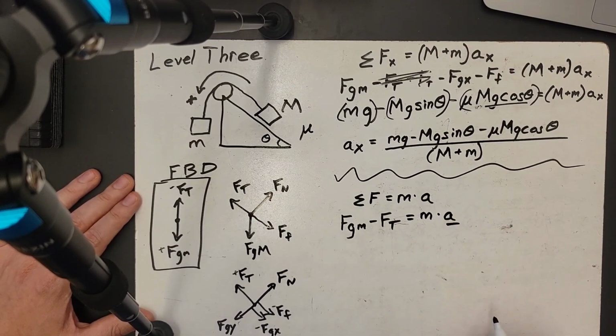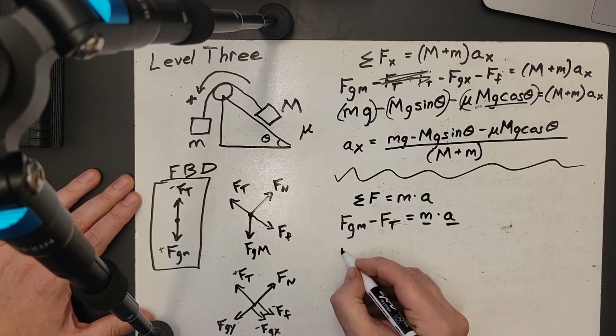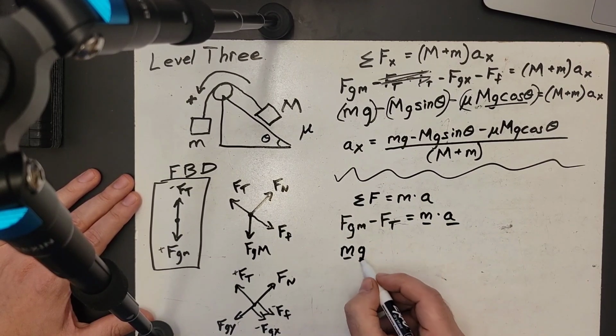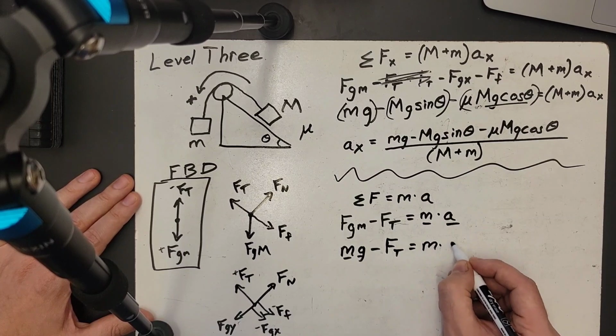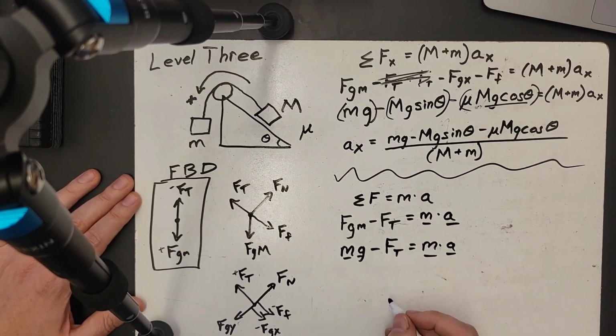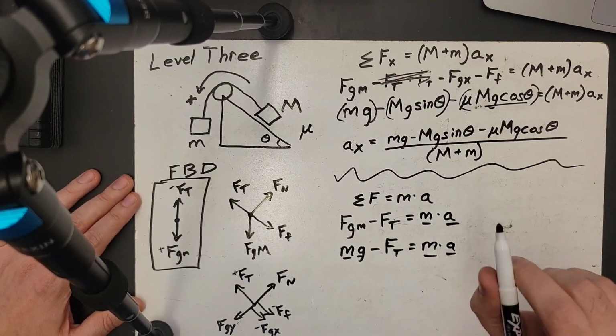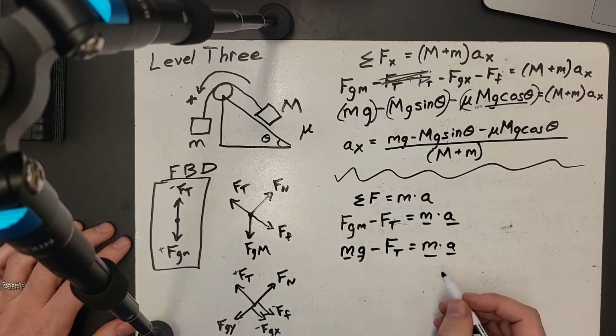Except I know acceleration. I know mass. Do I know FGM? I do, because it's just mg, and I know m and g. I know everything except tension force, which is good because I'm trying to solve for tension force. So I'm going to add tension force to both sides. Ooh, sorry. Nope, never mind, we're good. I thought I made a mistake.